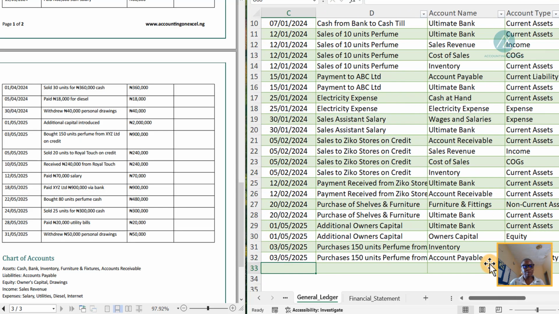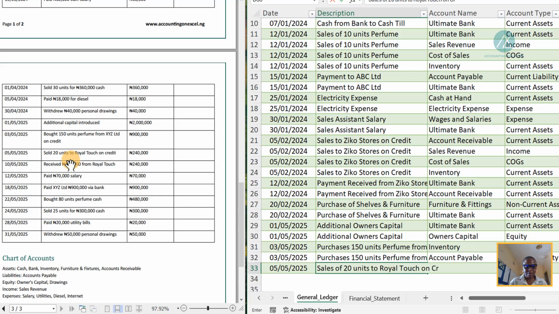So that is it for the 3rd of May. So on the 5th of May 2025, sales of 20 units to Royal Touch on credit. If you're making sales on credit, account receivables will increase and your sales will also increase.